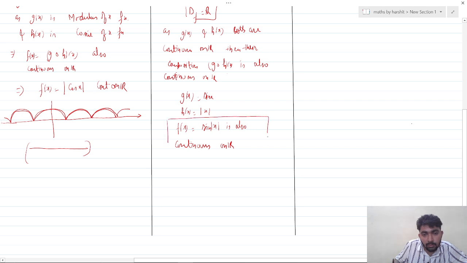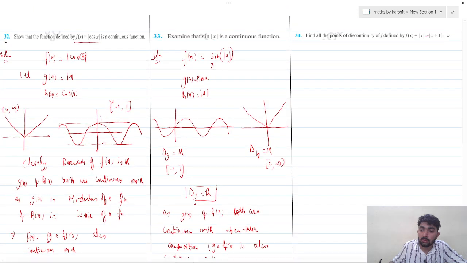So I hope you understood how we prove this. By simply applying the composition of continuous functions. In all the three questions we did the same thing. Now find all the points of discontinuity of f defined by f of x equal to this one. It means we need to find the points of discontinuity.